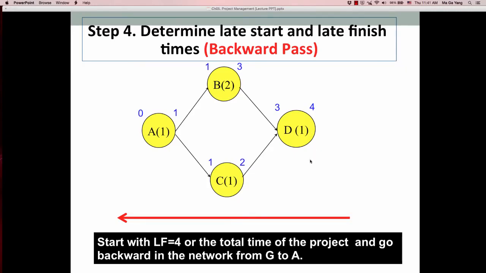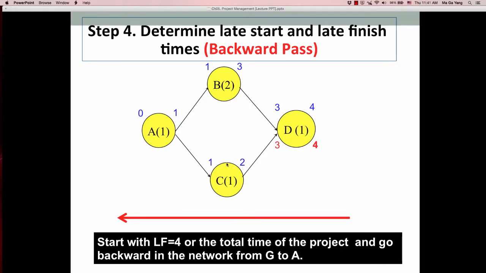Right? So late finish time needed to be set to 4. This is the early start finish time. This is the late finish time. We want to set it to 4 so that we do not delay this project. With the duration of 1, the latest that D can start is 3.